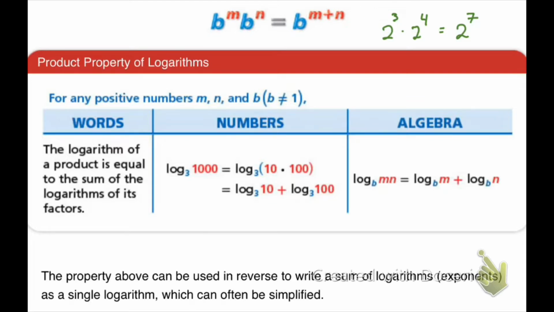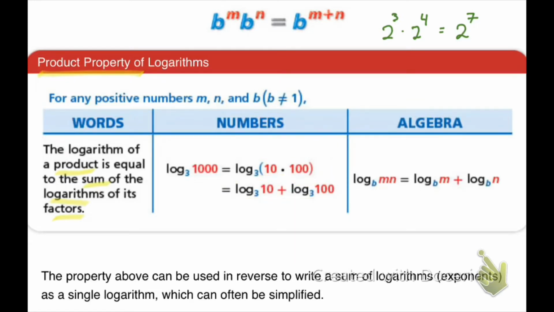Now, how does that relate to logarithms? Well, remember that a logarithm equals the exponent. So we're basically going to be using this concept of adding, but in the logarithms. What we're looking at today, our first section, is the product property of logarithms. It says that a logarithm of a product is equal to the sum of the logarithms of its factors. So basically, if you add two logarithms together, you can make that into a single logarithm and multiply those two numbers together.